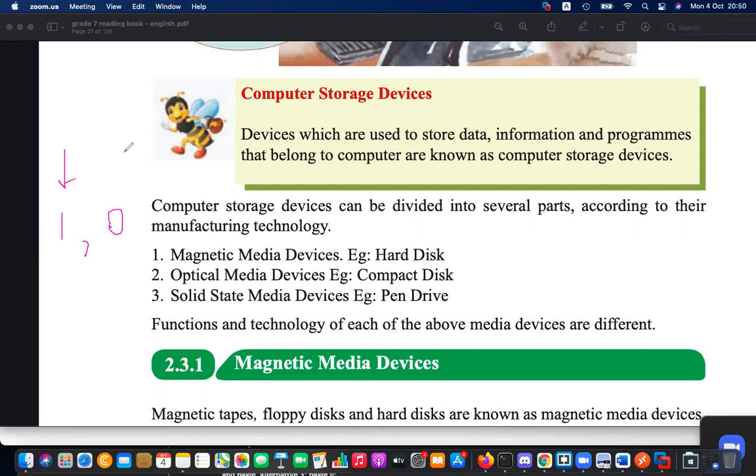Earlier days also they stored 1 and 0. Now also it stores 1 and 0. 1 means, you can say, on, and 0 means off. Or the other way of telling this, 1 is working and 0 means not working.